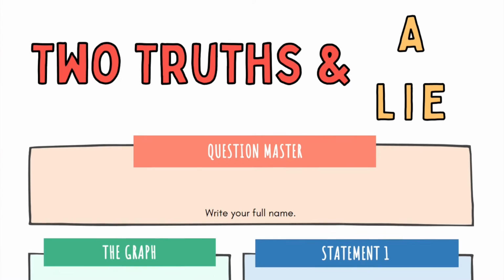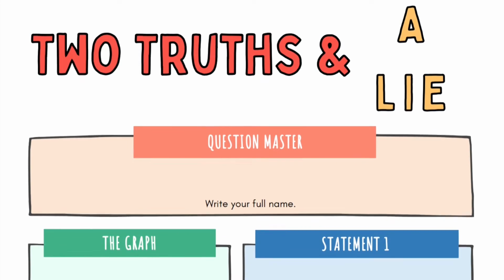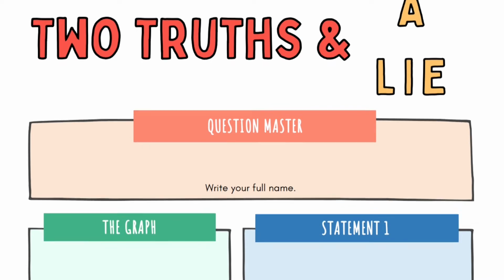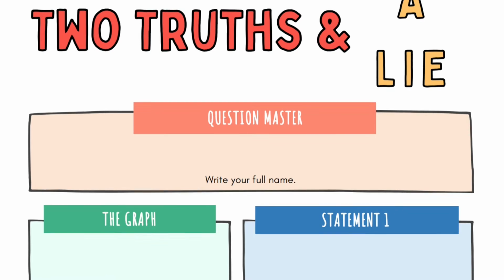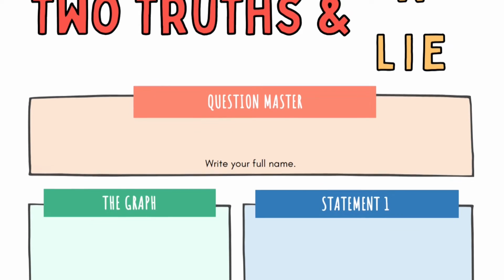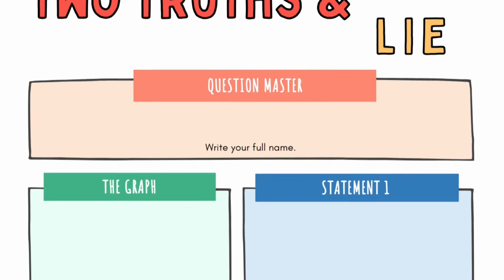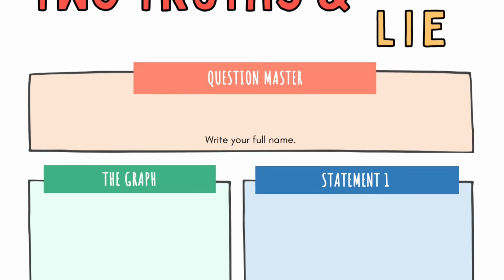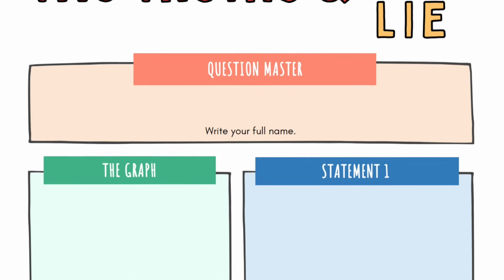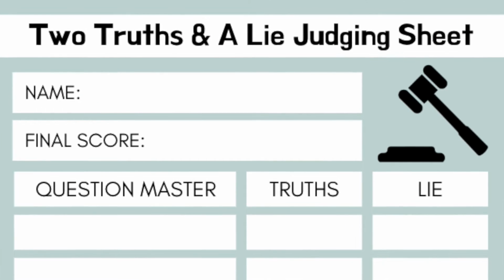So students are provided with this worksheet here and are to place their names up the top in the orange box entitled Question Master, meaning they are the master of their question and they are the only one with the answers. In the green box, they are to draw their graph of their line and then make their three statements in the other coloured boxes around the page. Once students have completed their two truths and a lie, they are to pin their page up somewhere in the room. They are then to move on to their judging sheet.